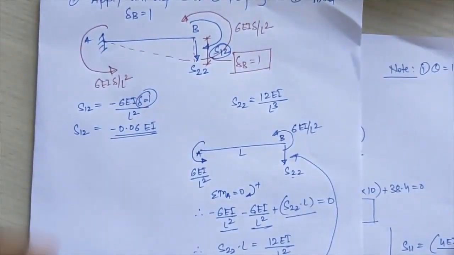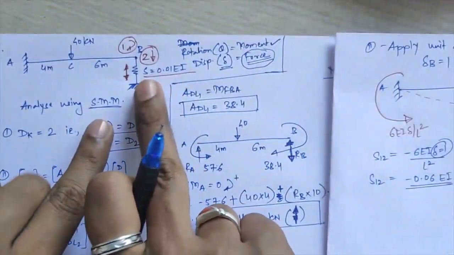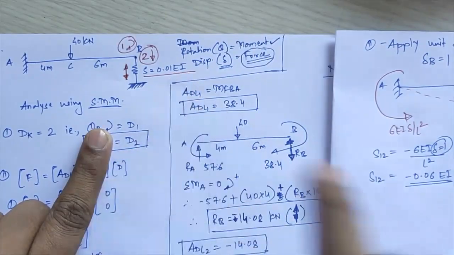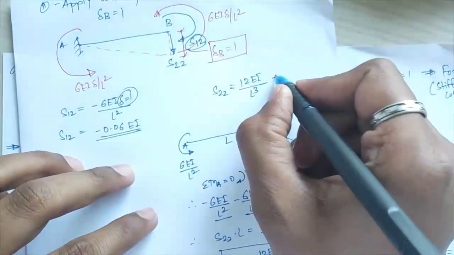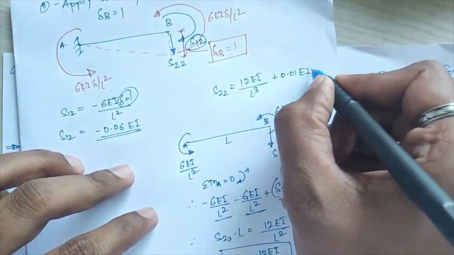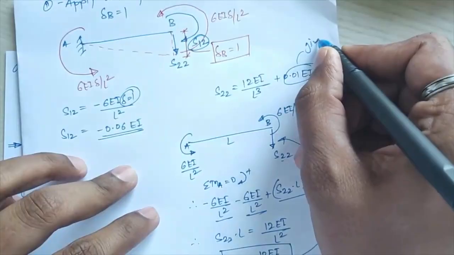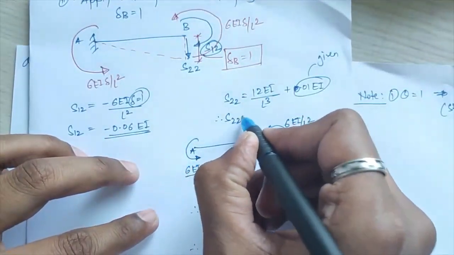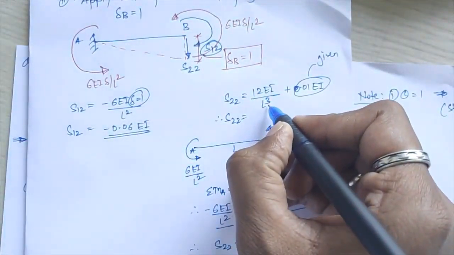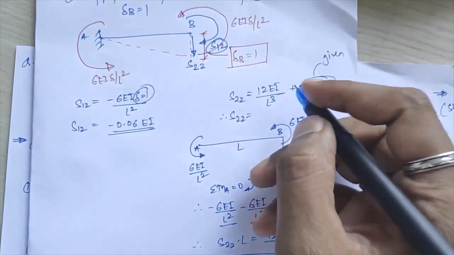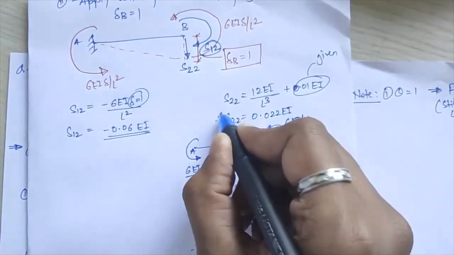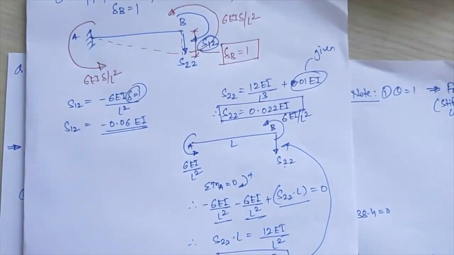Okay, but one more thing is given to you. Along with that, one stiffness coefficient for this spring is provided, that is equal to 0.01 of EI, that will get added to this. This we call as given 0.01. So if I calculate this S of 2 2, that is 12 EI divided by 10 cube plus 0.01 of EI, I get this as 0.022 of EI. Okay, that means I have got all my stiffness coefficient values.